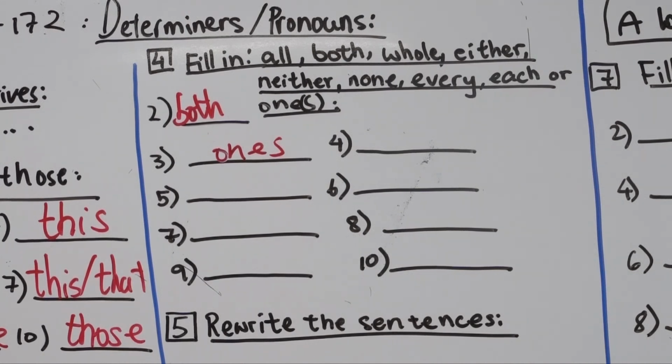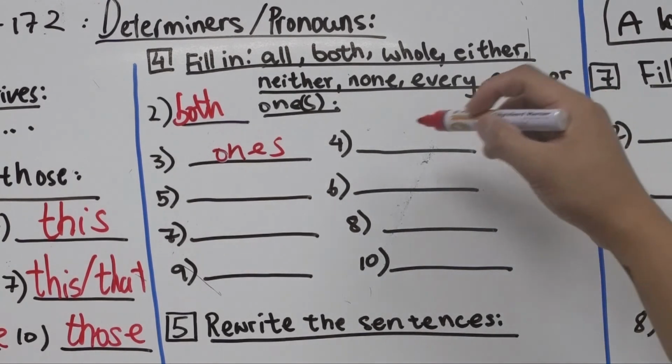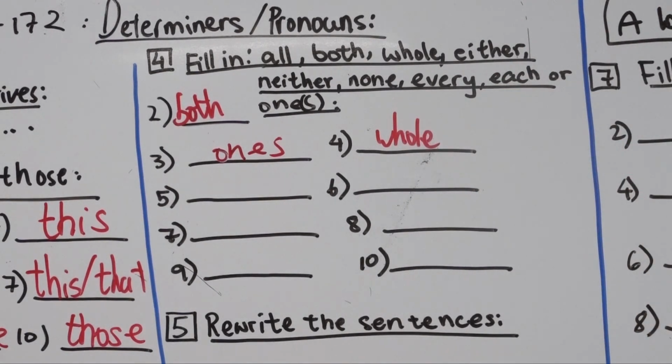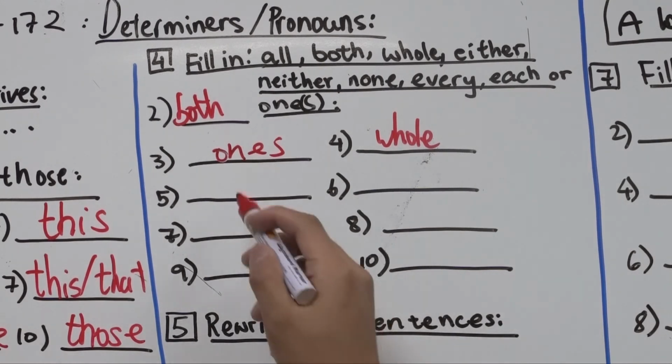Number 4, they spent the blank day packing for their holiday. Again, talking about day, so whole day, not all day, whole. Different from every. Every means all the time, 7 days a week. Let's continue. Number 5, she spends blank her time studying for her exams. All her time, right?